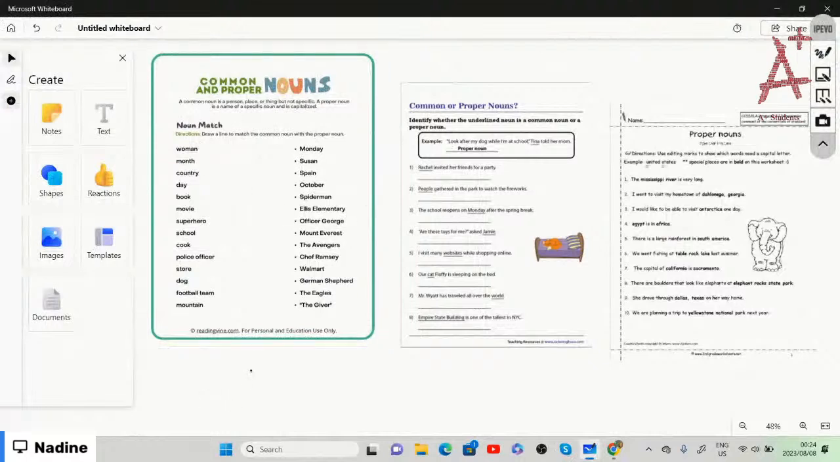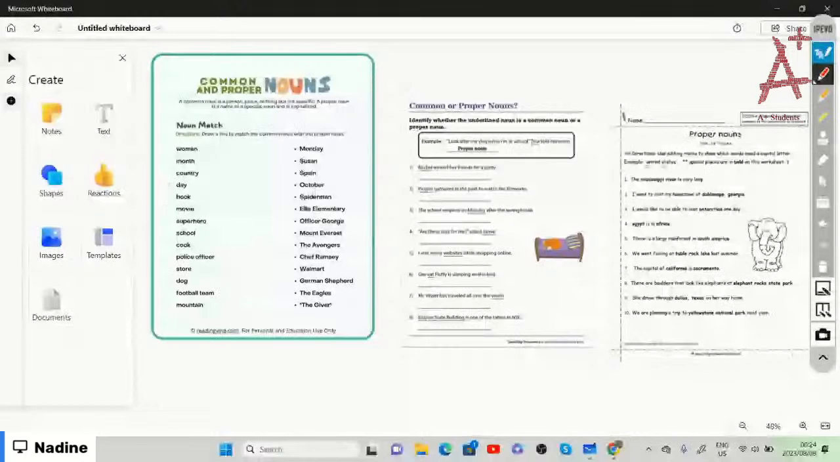All right, so woman, we need to look for the proper noun of woman. So if we make mention of a woman, then we can maybe say Susan is a woman. So woman is generalizing, whereas a specific name is Susan.